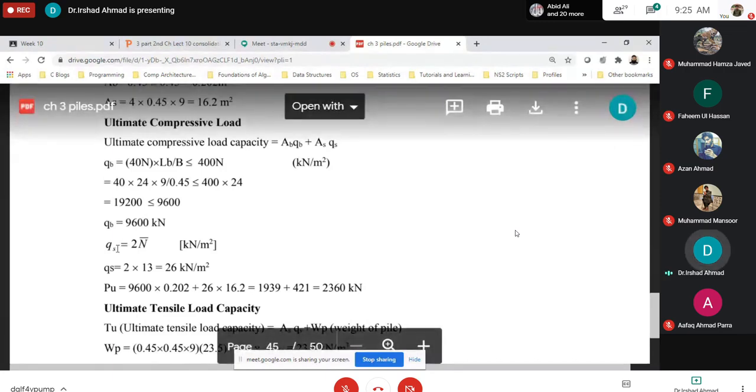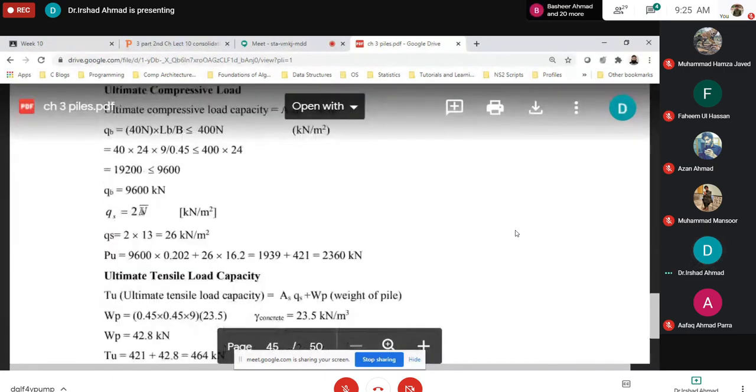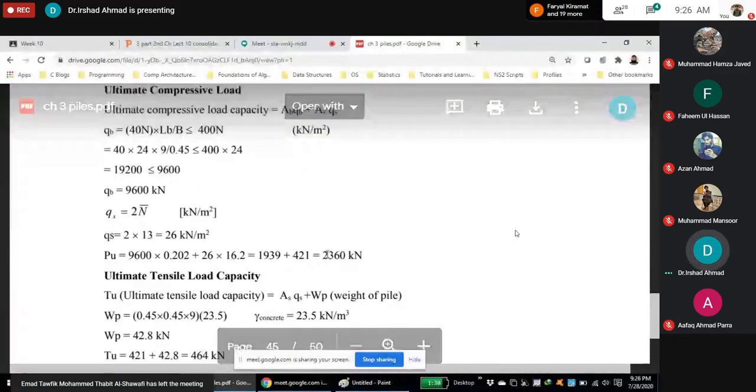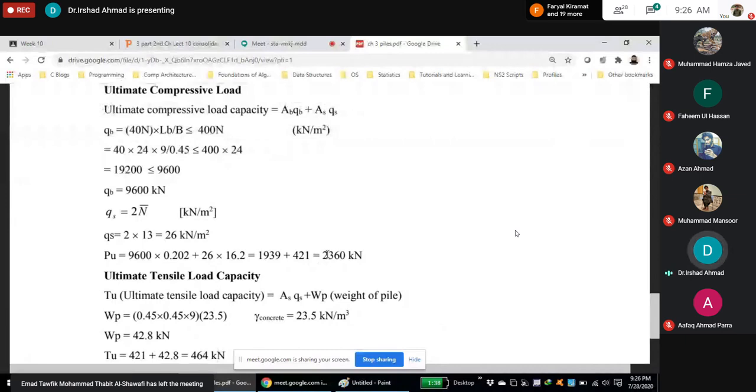QS value is 2 into N average. This is the ultimate compressive load capacity of the pile.